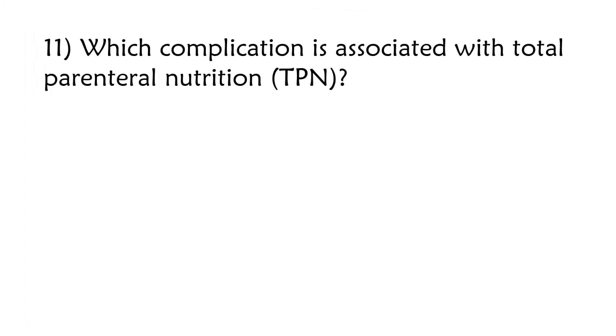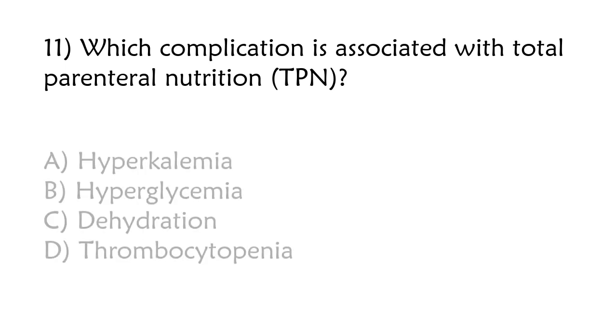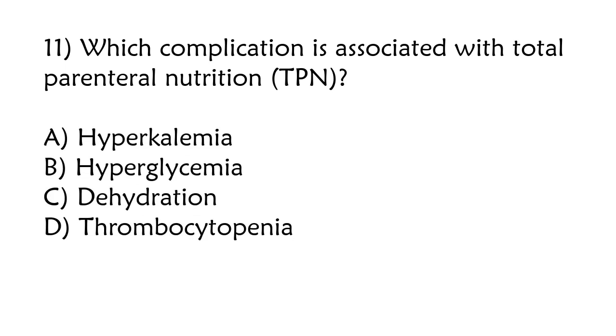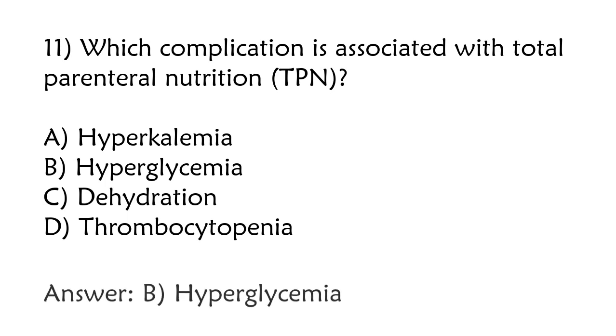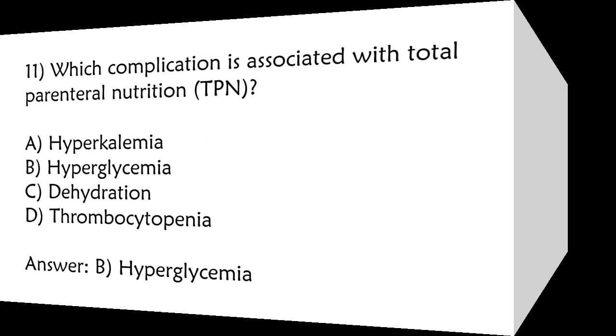Which complication is associated with total parenteral nutrition? Hyperkalemia, hyperglycemia, dehydration, thrombocytopenia. Correct answer is option B, hyperglycemia.